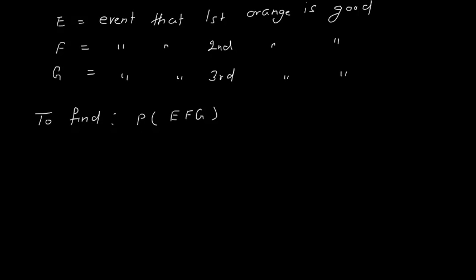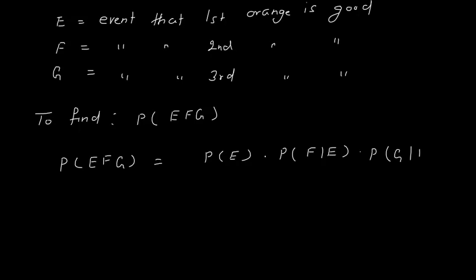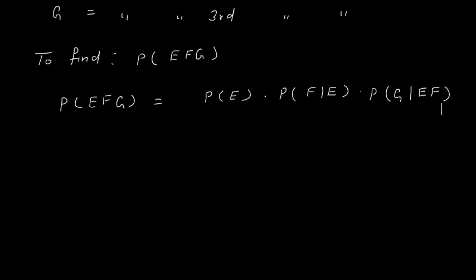So what formula can I use here? I can use the formula that probability of EFG is equal to probability of E, that is the first orange is good, then probability of F by E, that is the probability the second orange is good, provided I know that the first orange is good, into probability of G when I know that the first orange and second orange are good. So this is how I can find probability of EFG.